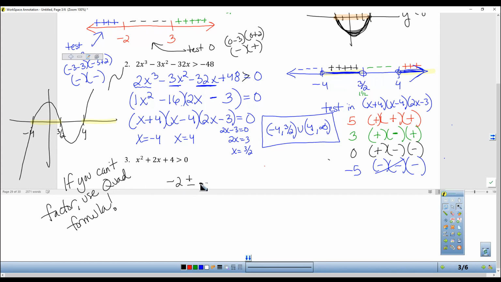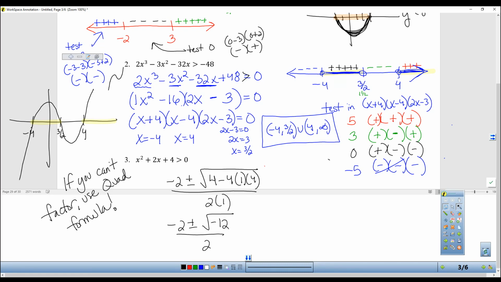Negative b plus or minus the square root of b squared minus 4ac all over 2a gives me -2 plus or minus. This is going to be 4 minus 16, which is -12. Am I putting the square root of -12 on my graph, on my number line? I am not. So unfortunately, now you are going to have to think a little harder.